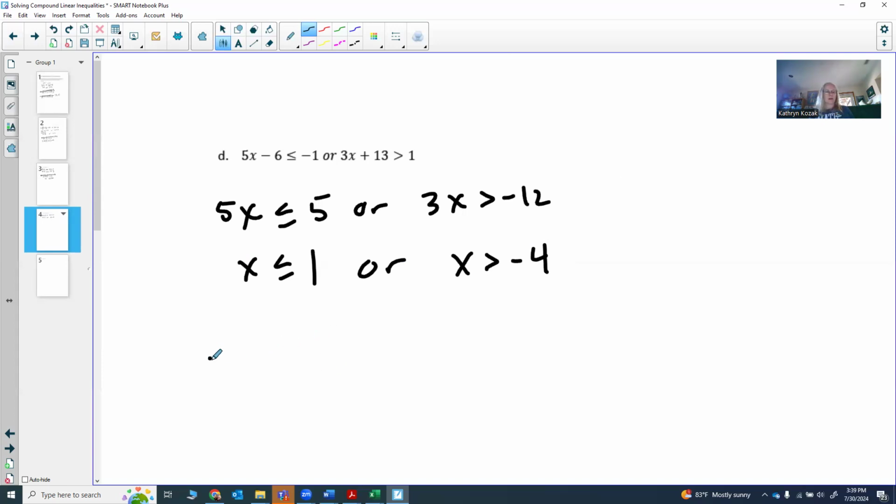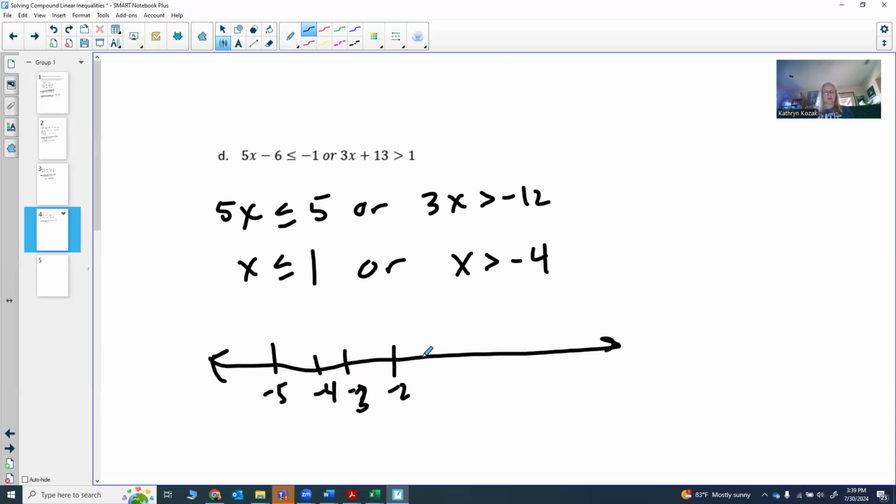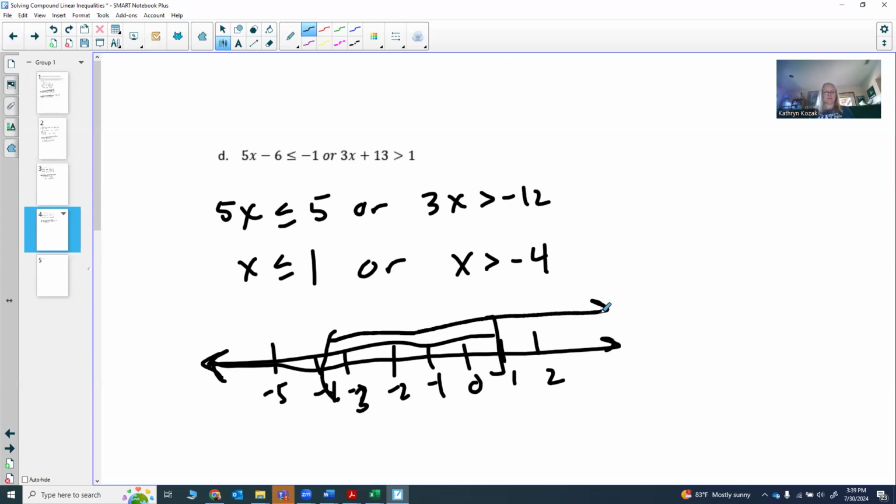The graph of these two inequalities is: x is less than or equal to 1. It's going to have a bracket at 1 and shading to the left. X is greater than -4 will have a parenthesis at -4 and shading to the right. Notice that these two graphs do overlap. However, with or statements, there doesn't need to be any overlap.